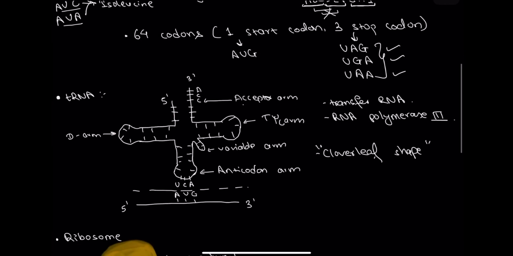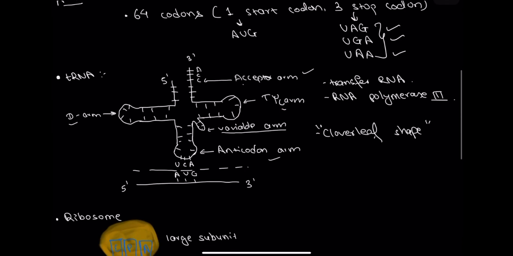tRNA has four arms. One is the acceptor arm, another is the anticodon arm, third is the D arm, and the fourth is the T arm. There is one extra arm also, which is known as the variable arm. So first of all, let's talk about the acceptor arm. This is capped with a sequence CCA, where the amino acid is attached.